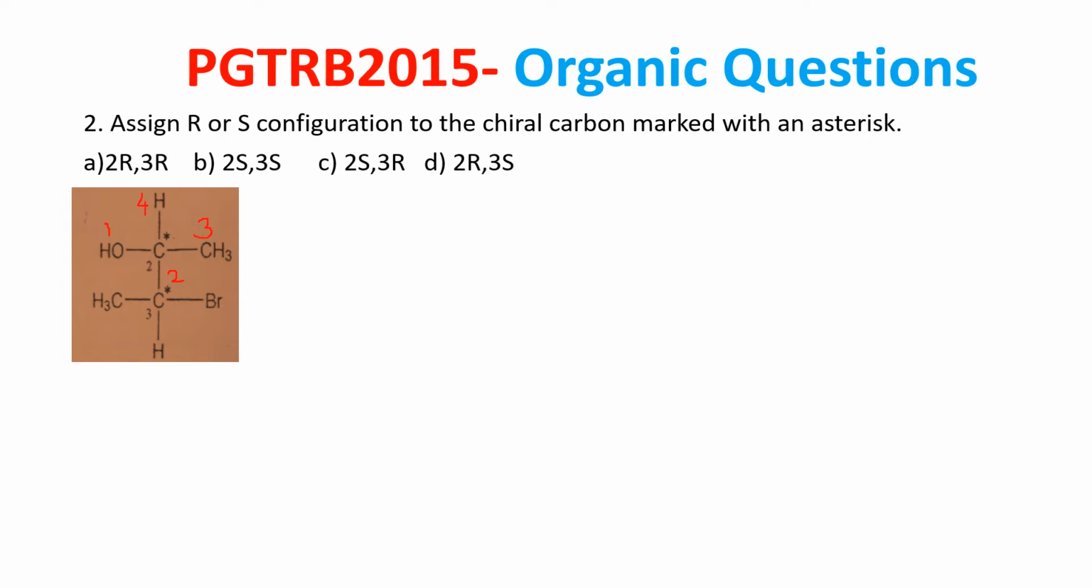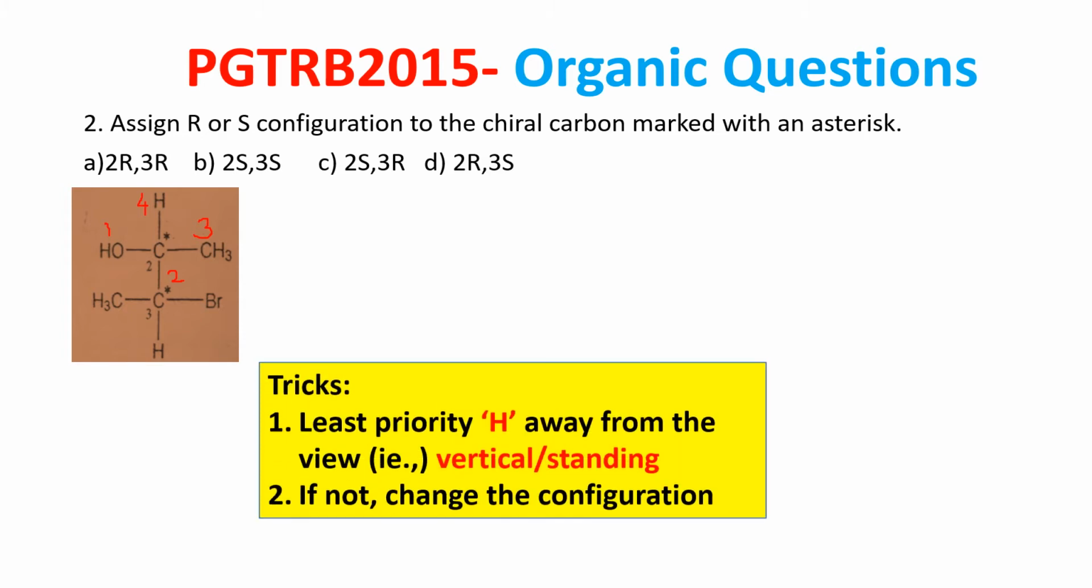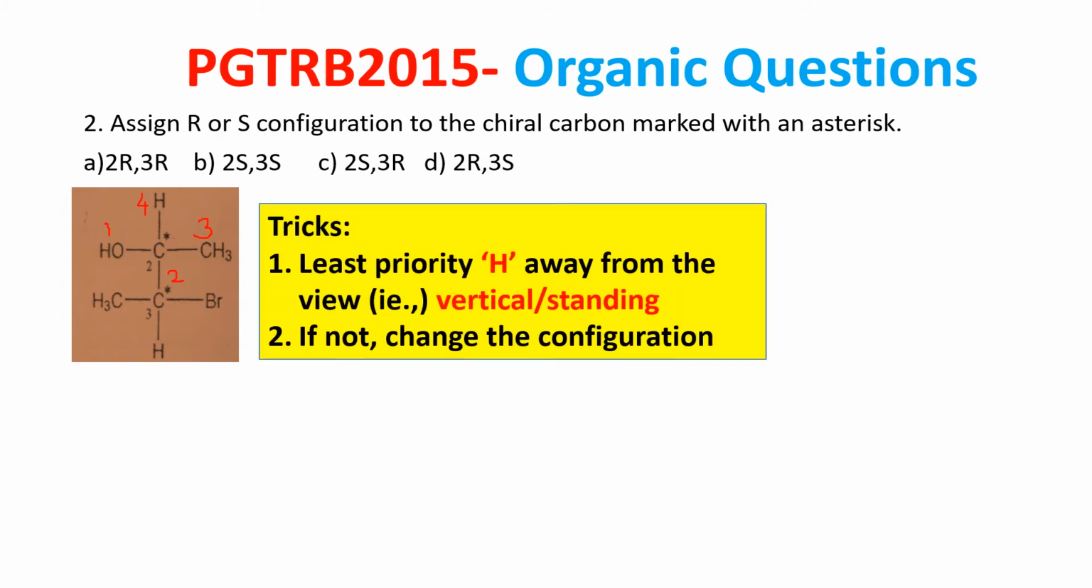The trick you need to keep in your mind is that the least priority, the hydrogen, should always be in the vertical or standing line. Keep it as a standing line; vertical and horizontal, you may get confused. If it is not there, then you need to change the configuration. Here it is in a vertical line only, so no need to worry.